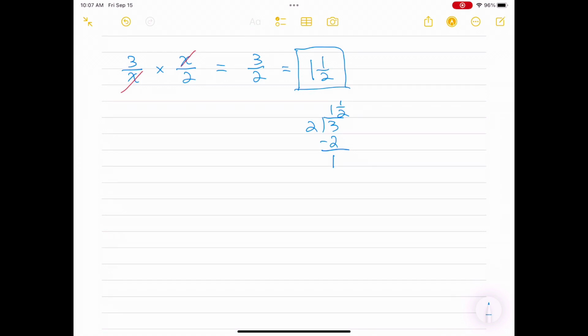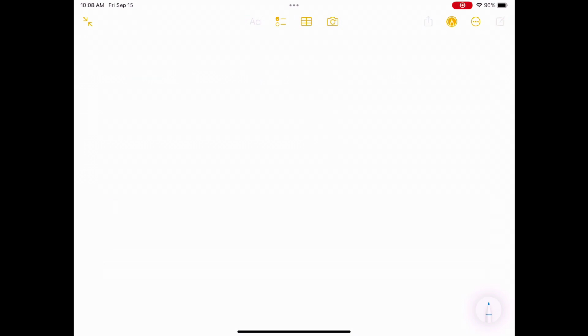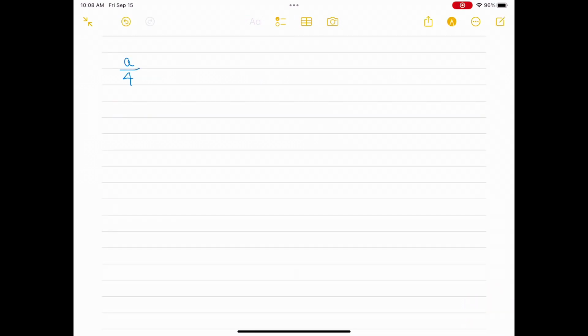I also make note that x cannot equal 0 because the fraction up front, 3 over x, cannot be 3 divided by 0. A over 4 times 2b over 3.